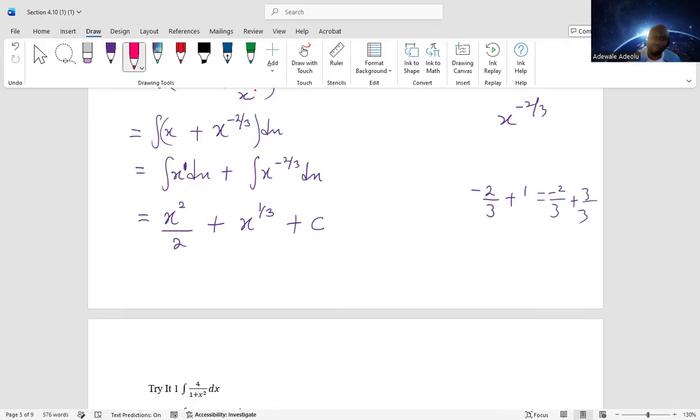Remember, we will not be able to use the power rule if the power here was negative 1. That is the only situation when we cannot use the power rule for a power function.